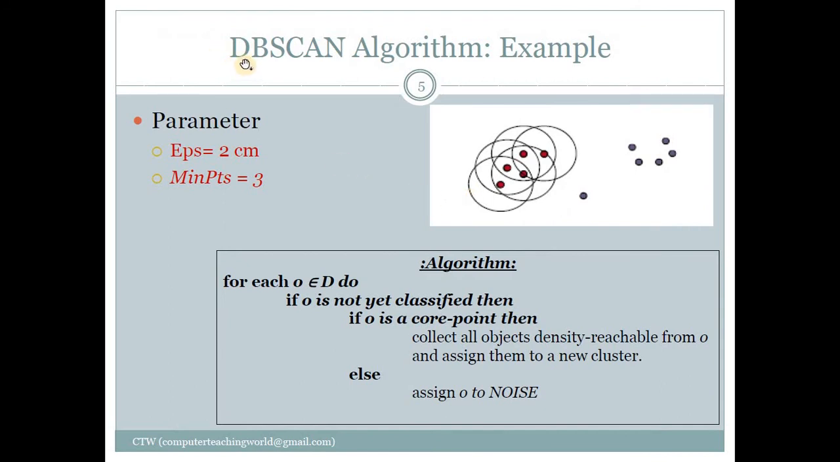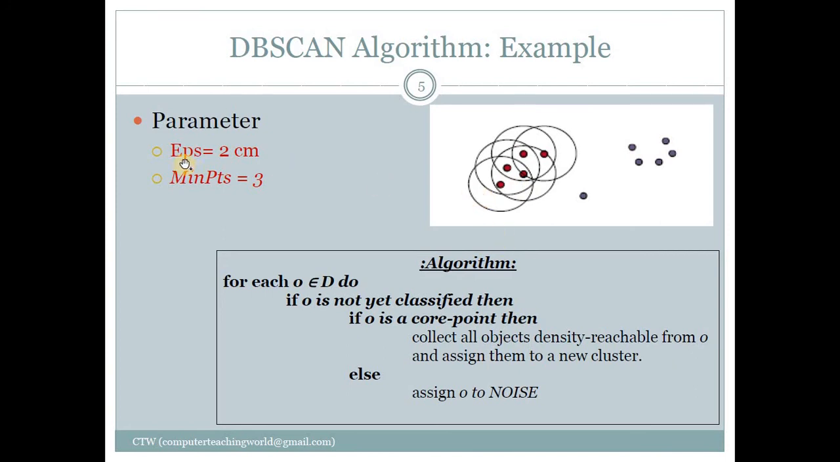Now we will see the DBSCAN algorithm with an example. The algorithm is given below. For each point O belonging to D, if O is not yet classified, meaning we haven't determined whether it is a core point or not, then if O is a core point, collect all the objects density-reachable from O and assign them to a new cluster. Else assign O to noise.